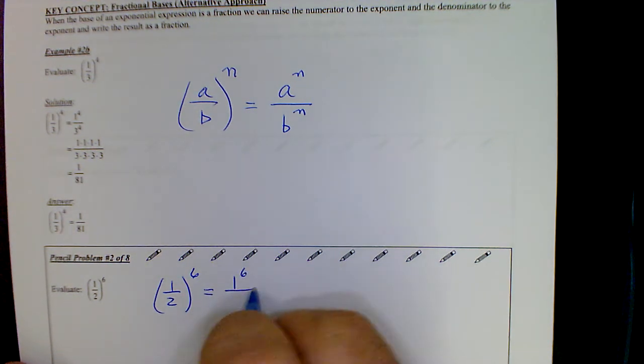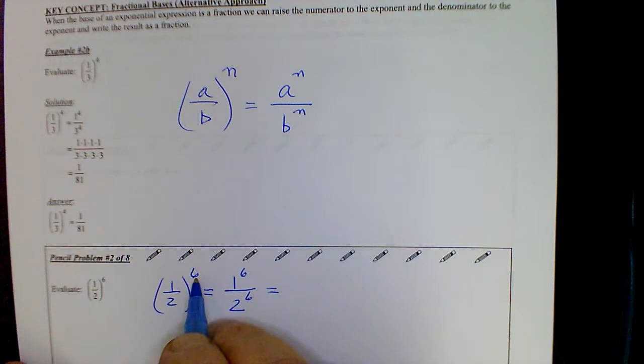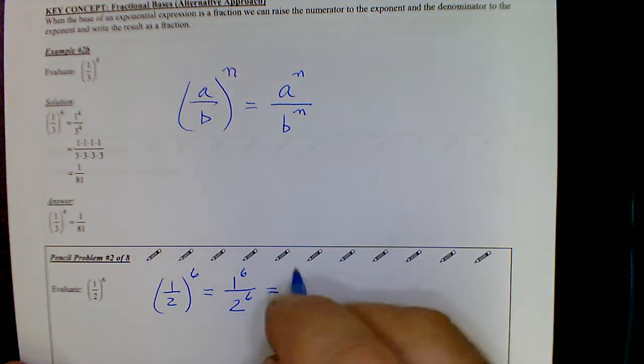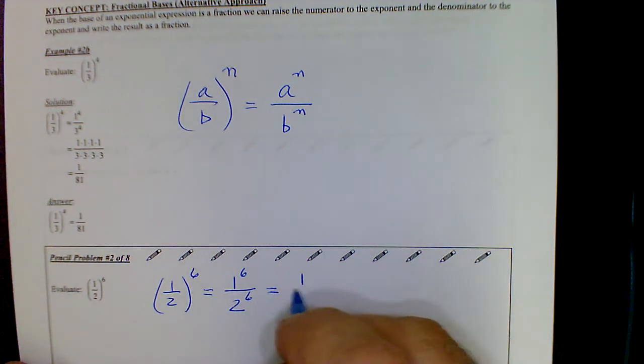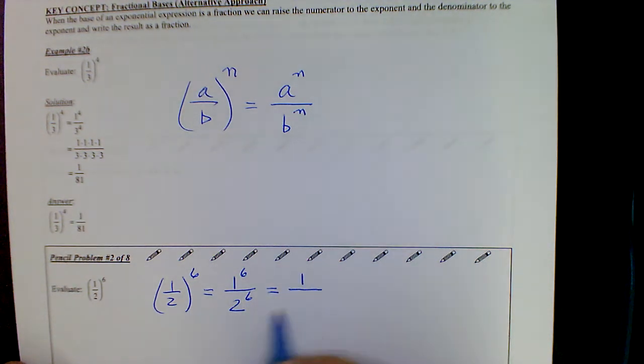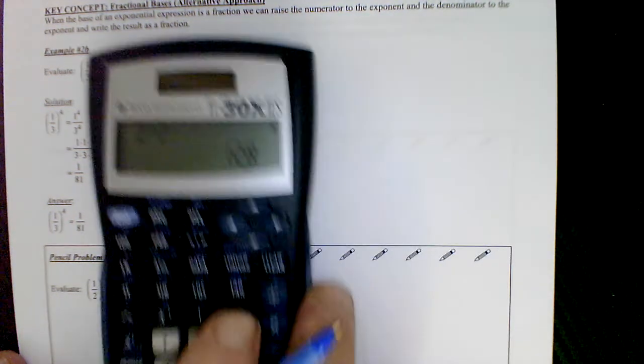So we have 1 to the 6th over 2 to the 6th. You just do them separately. Well, 1 to any number is 1. You could do that on your calculator if you need to. And 2 to the 6th, you can count it out. 2, 4, 8, 16, 32, 64. Or use your calculator once again just to show the quick keystrokes.